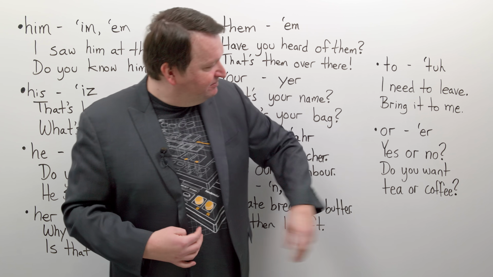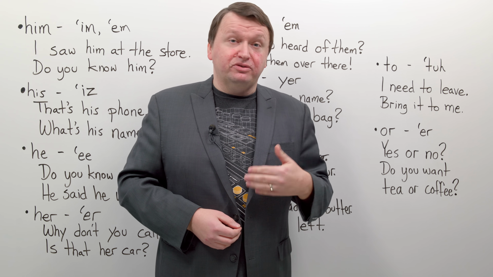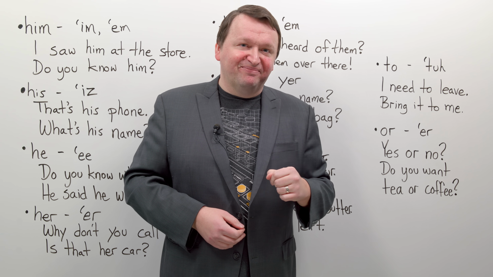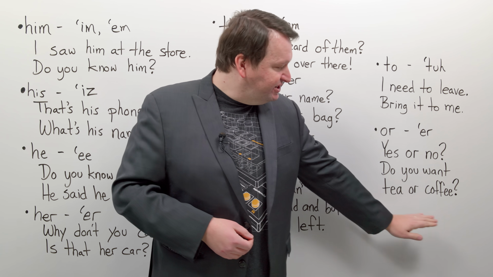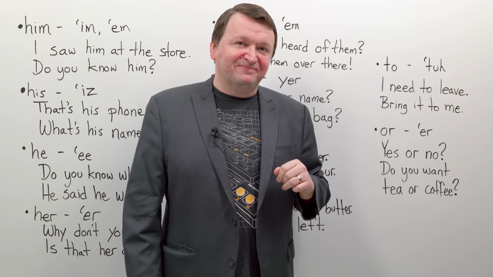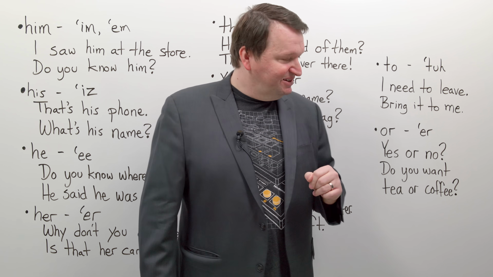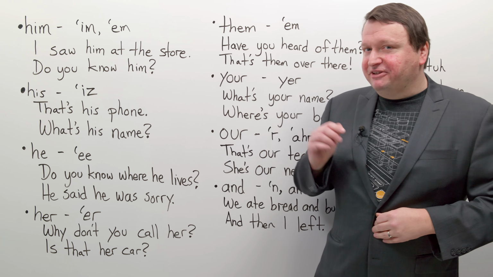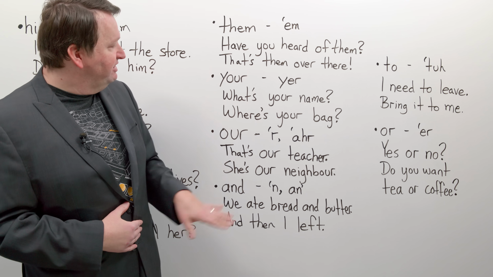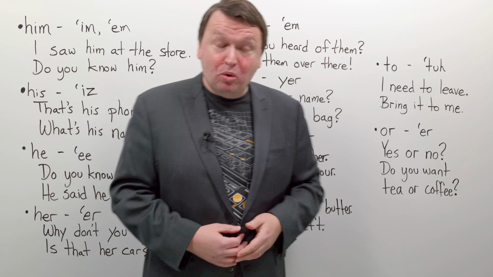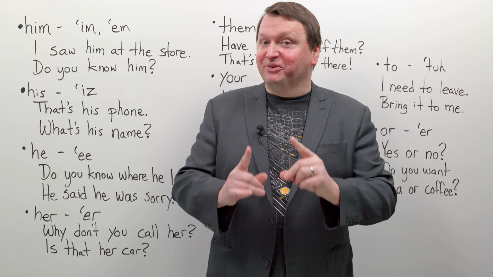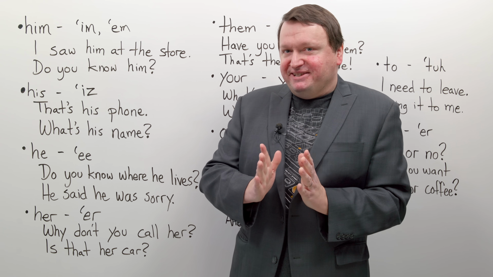And then finally, repeat after me. Do you want tea or coffee? One more time. And we'll just do the bottom part. Tea or coffee? Well done. Okay. That's a lot of info. Again, we have him, his, he, her, them, your, our, and, to, or. And maybe this is a big topic, but hopefully it's a helpful topic for you.